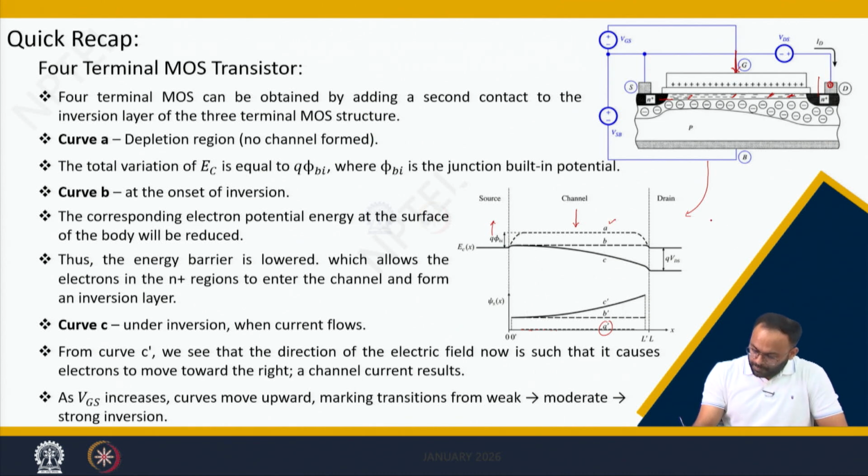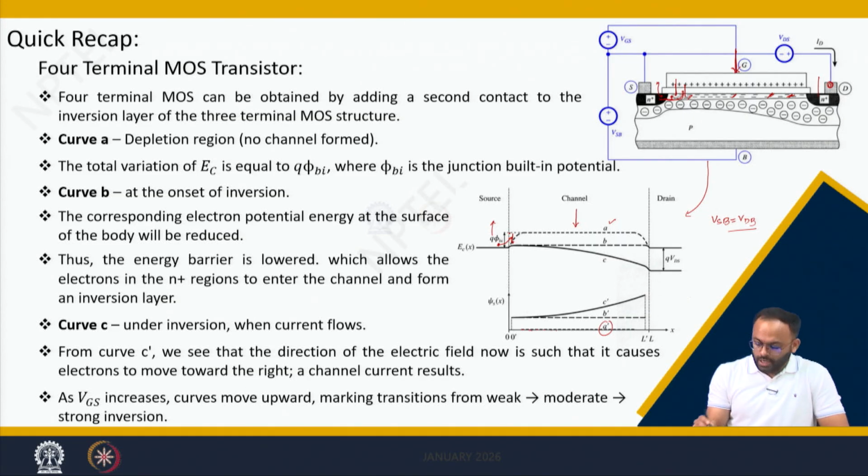We said that keeping VSB equal to VDB, if we increase VGB, then this junction becomes forward biased, because you are keeping this as constant and increasing this voltage. Accordingly, the surface potential on this side increases, and the increase in surface potential reduces the barrier. Earlier the electron faced a potential barrier height and could not go from source to channel.